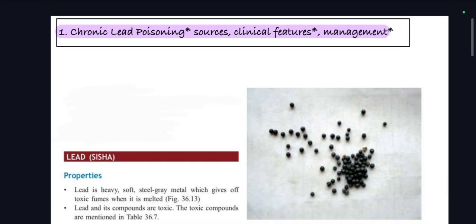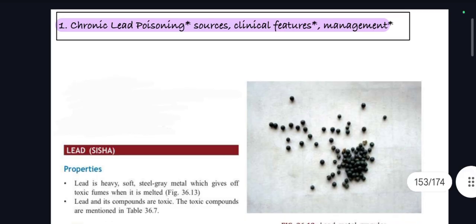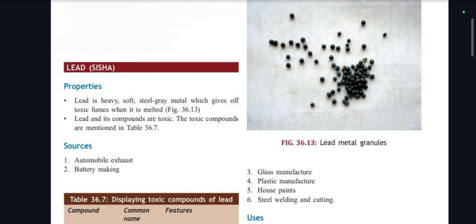Now we are moving towards the most important question. This is probably a LAQ. Chronic lead poisoning: what are the sources, what are the clinical features, and what is the management? Lead is also called sisha. So what are the properties? Lead is a heavy, soft, steel grey metal which gives off toxic fumes when it is melted.